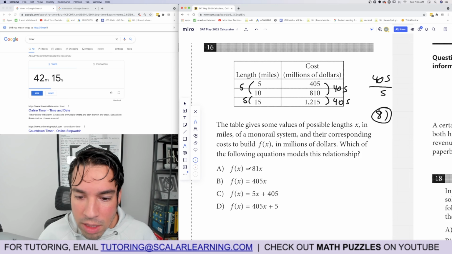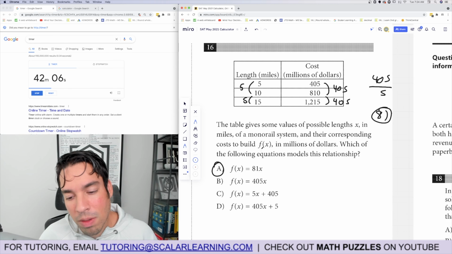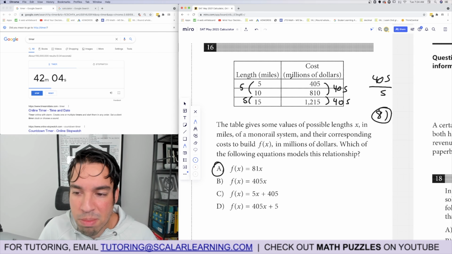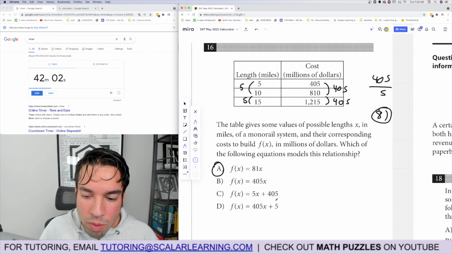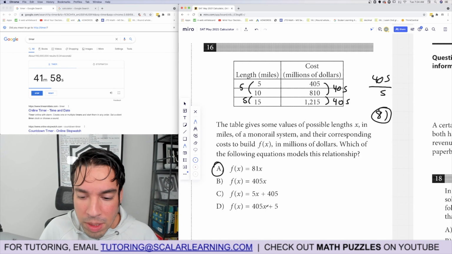So I know I need this one. It's the only one with the right slope. But now we can plug and chug and make sure. Plug in 5, we get 405. Plug in 10, we get 810. 15, you can use the calculator if you want to double verify, but we're good to go. The other choices have y-intercepts, and there shouldn't be a y-intercept. That makes no sense. So yeah, we're good to go.